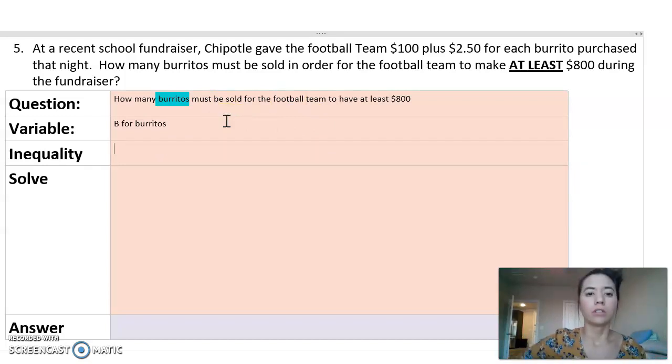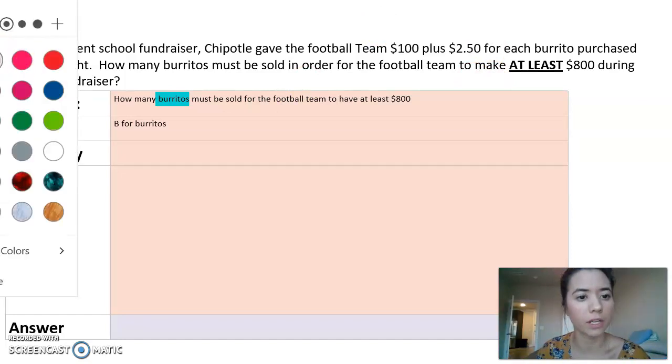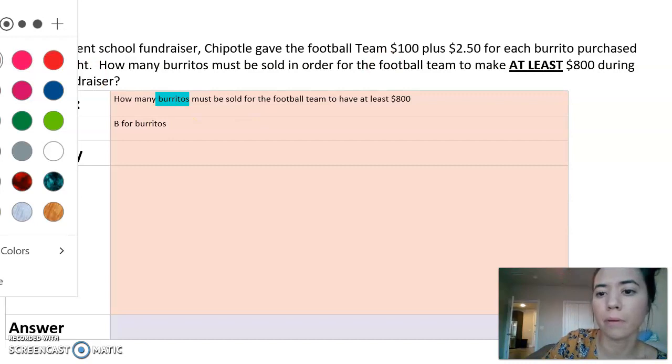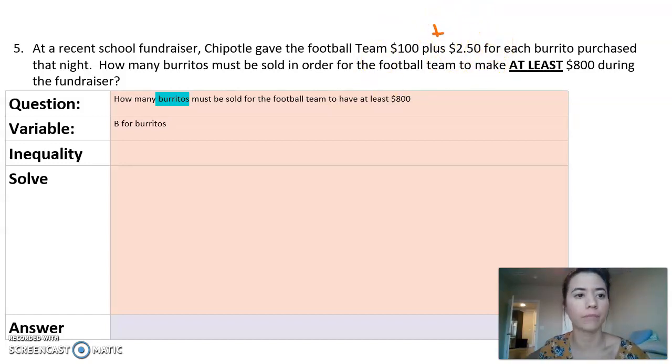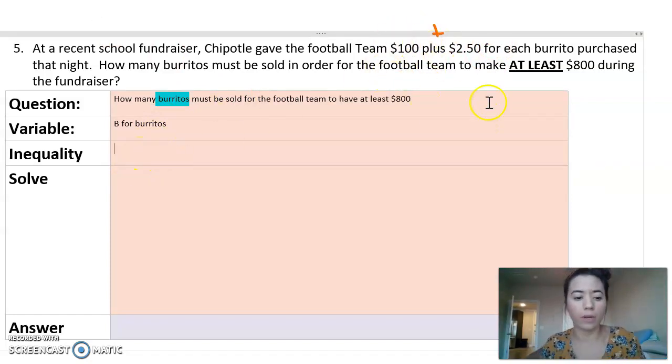Now setting this up. From here, I'm going to put on a little pen. We have 100 plus the $2.50 for each burrito. So if you remember from Tuesday, we can start with that 100, and then we have the word plus. You might see "and" there, and that will usually mean plus as well. And then we have the $2.50, and then we know they need to make at least $800.